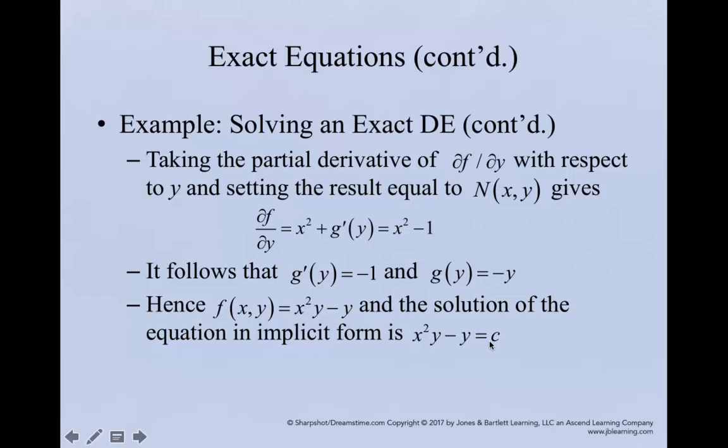And just like in previous examples, where if we had some initial conditions, we could evaluate the constant of integration, that's true here as well. If we have an initial condition on x and y, we can get a numerical value for c. The reason to go over exact differential equations is they're not separable in the sense that we talked about in the previous lecture, where we could separate the variables and integrate. But we do have these special techniques that can be used to solve exact differential equations.